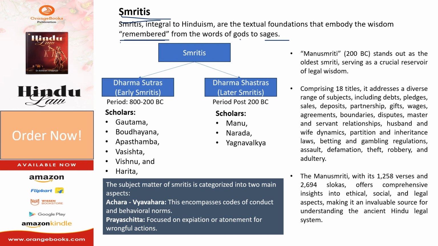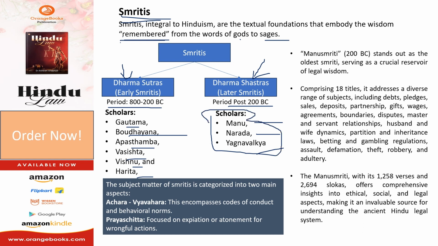Okay. So Smritis are divided into two parts: early Smritis, which are called Dharma Sutras, and later Smritis, which are called Dharma Shastras. These early Smritis were between 800 and 200 BC, and the later Smritis started after 200 BC. Dharma Sutras major scholars include Gautama, Bodhayana, Apastamba, Vasista, Vishnu, and Harita. Dharma Shastras scholars include Manu, Narada, and Yajnavalkya. These are the three major Smritis which people are going through in recent times also. So a lot of texts are available on these three Smritis.